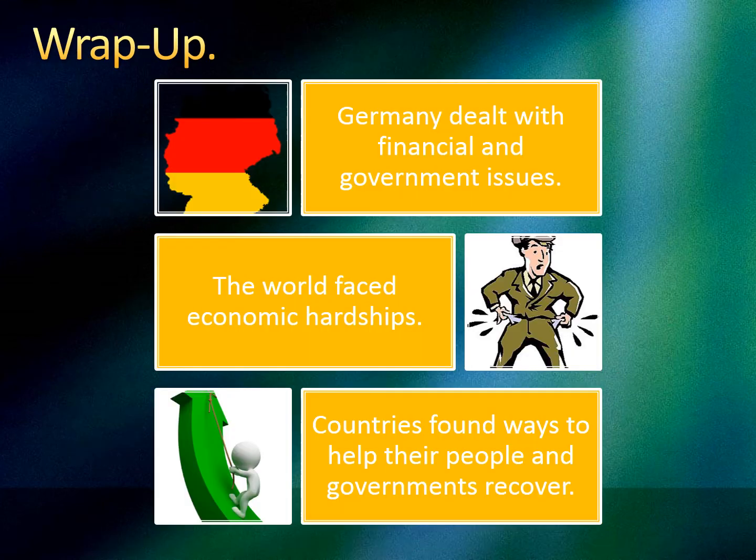All right, so let's wrap up here. So Germany dealt with financial and government issues. We talked about that a little bit. The world faced economic hardships due to the Great Depression. And we also found that the countries were able to kind of be resourceful and find other ways to help their people and governments recover from the Great Depression.